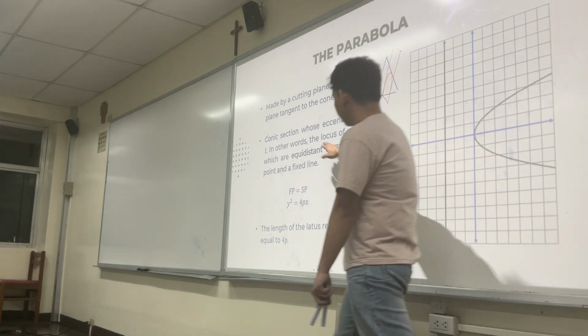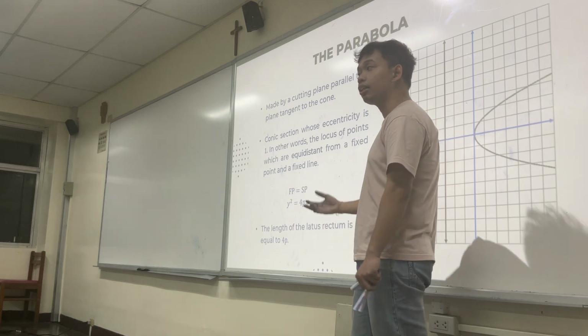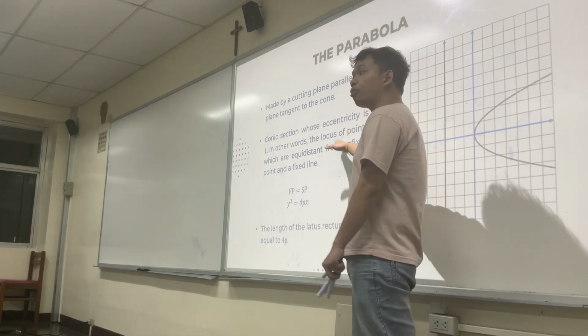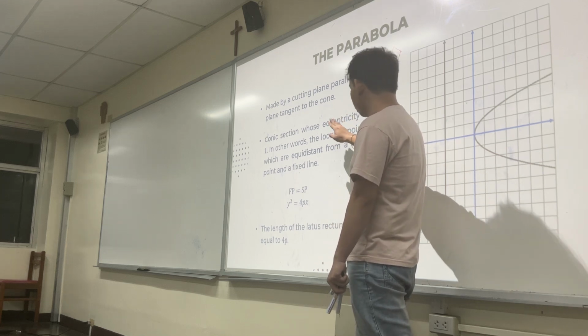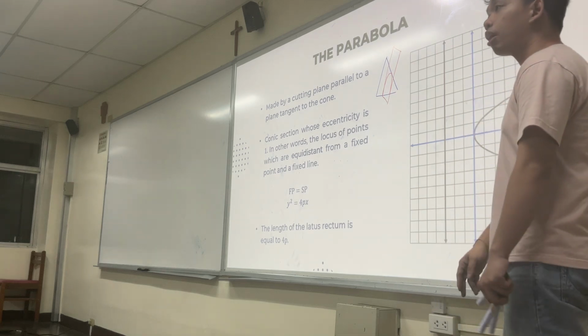And remember, this conic section, your parabola, its eccentricity is equal to 1. Which means now, in other words, this is now a collection of points or a locus of points which are equidistant from a fixed point to a fixed line.